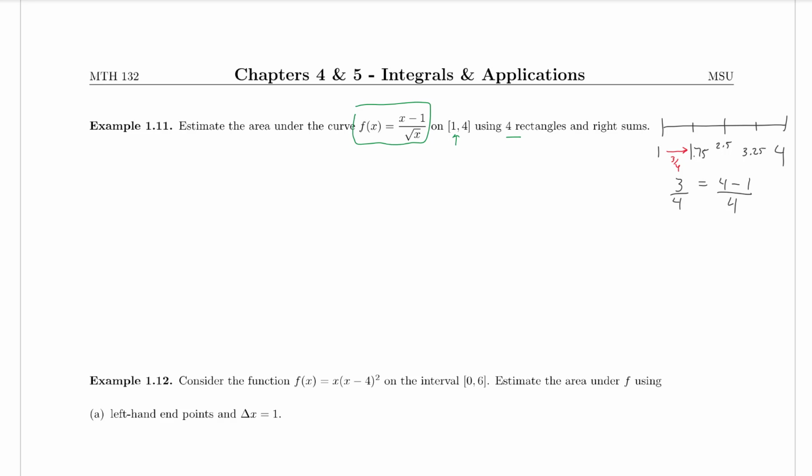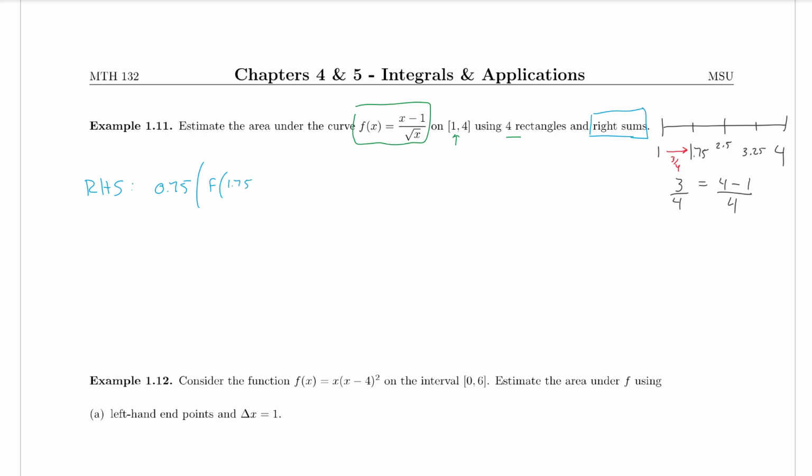And then finally, we're going to land on 4 right there. Now that we have our endpoints, we can go back and see that the problem is asking us to find the right-hand sum. So what we're going to do is multiply by the width at each interval, which is 0.75, and then multiply by the function value evaluated at the particular endpoint.